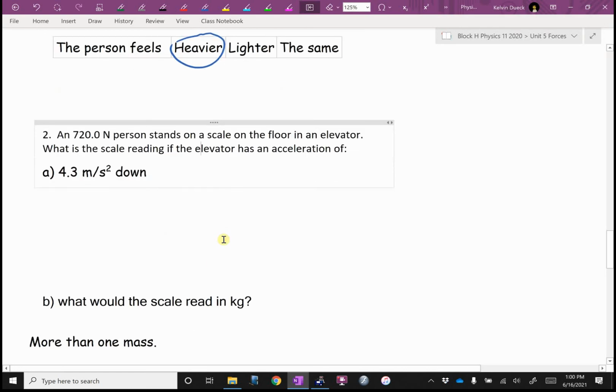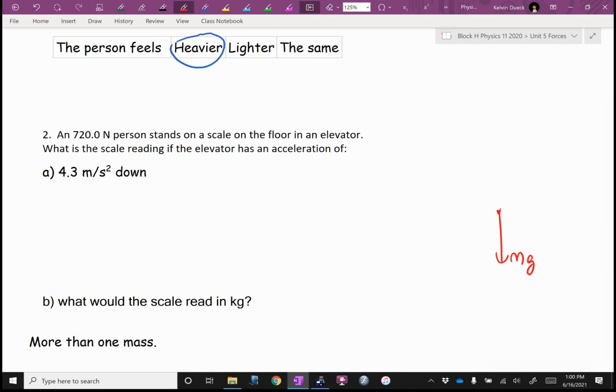What's the scale reading if the elevator has it? Oh, this is a job for a free body diagram. Let me see, Mr. Duick. Nope, I was going to see if I had room on the side here. I really don't. I'll do them over here. So here's my free body diagram. What are the forces acting on this person? What else? Bigger, smaller, or the same size mg, and how do I know?